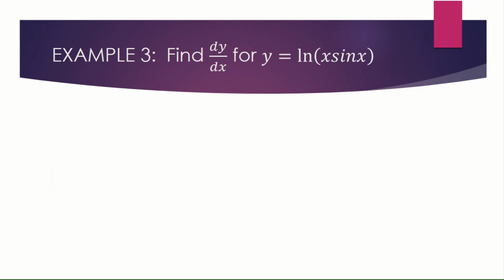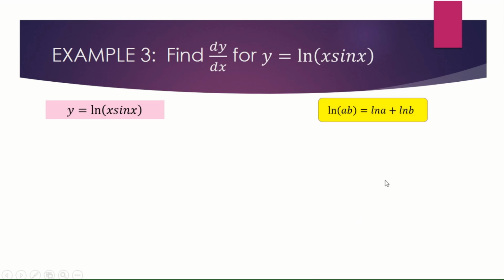Now we move to the third example. We have y equals ln of x sine x. If you look at this, we can use the logarithmic properties. If we have ln of a times b, we can write it as ln a plus ln b. So here we are going to use these logarithmic properties to solve dy/dx for this case. Therefore, we can write y equals ln x plus ln sine x.